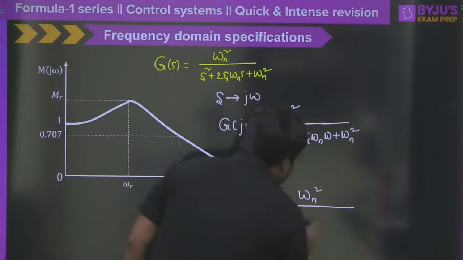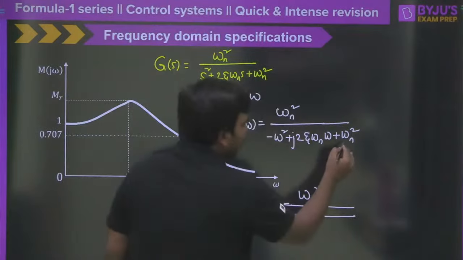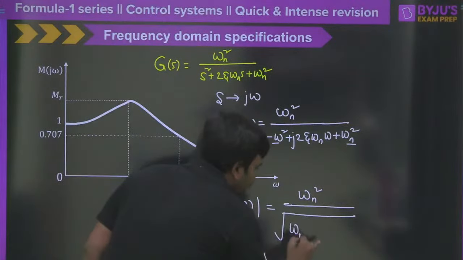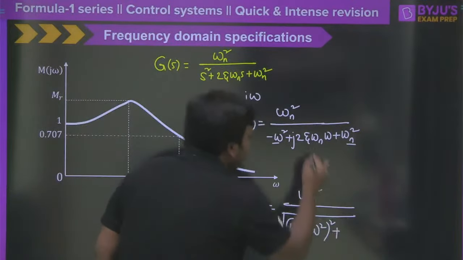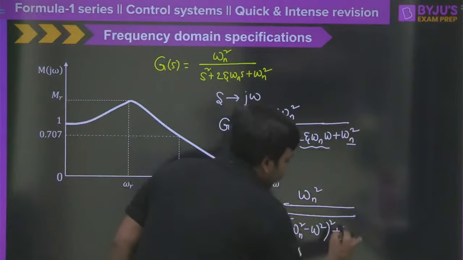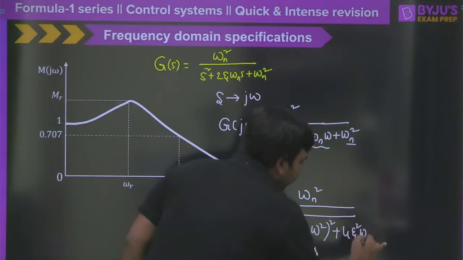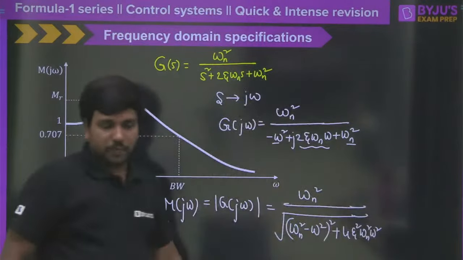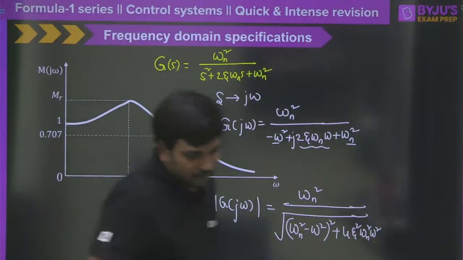In the denominator, you will have the square root of this plus this; these two are the real part contributions. So it is written as omega n square minus omega square, whole square, plus the remaining part, which can be written as 4 zeta square omega n square omega square. This is the way you should write it. This is the actual way.